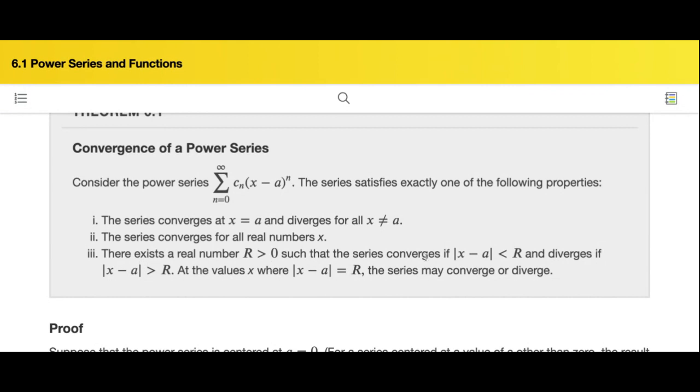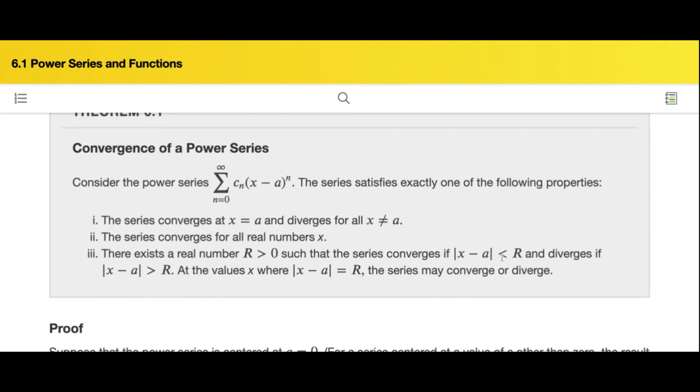Third, there exists such a finite positive number, and the absolute value of x minus a is less than that number, which means this is bounded. Think about x in a geometric series, where we have the absolute value of x less than 1. In that case, R equals 1, so it's x minus 0 less than 1. But in general, we write the absolute value of x minus a less than R, a finite number.